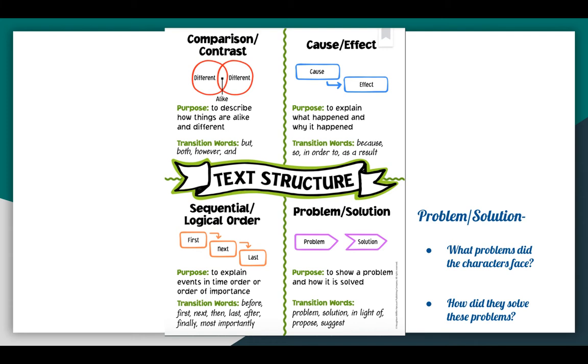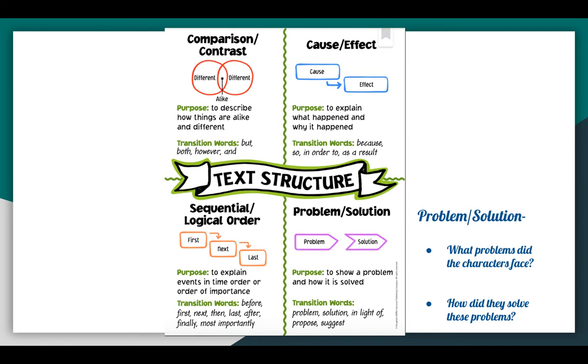Sequential or logical order at the bottom left of the chart is the third form of text structure. The author uses this type of text structure to explain events in time order or order of importance to the reader. Transition words that you can pay close attention to are words such as before, first, next, then, last, after, finally, and most importantly.